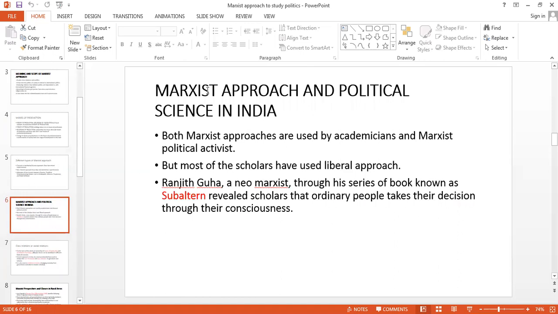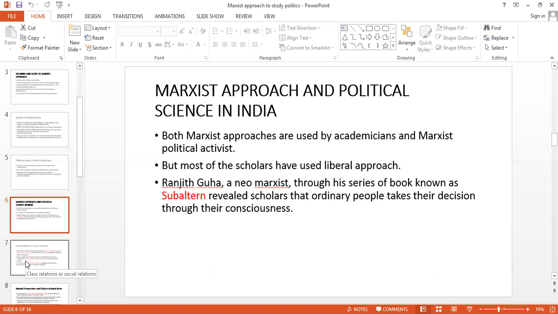This Marxist approach is used by academicians and political activists alike, but in India most of the scholars are using the liberal approach. One of the famous scholars who uses the liberal approach is Rajni Kothari, whom we have discussed in the earlier chapter. And Ranjit Guha, a neo-Marxist, through a series of books known as Subaltern, reveals that ordinary people take their decisions through their consciousness, not by depending on their social relations or economic conflicts. So this is Ranjit Guha's idea: people take their decision through their consciousness. If they think something is not right, they will follow their consciousness. That is what this scholar is saying.